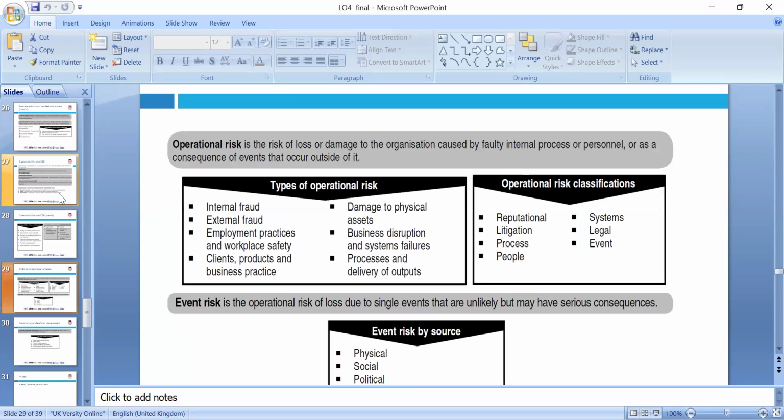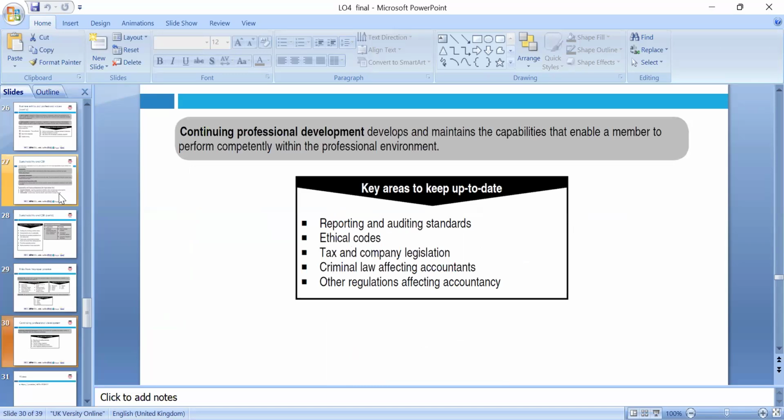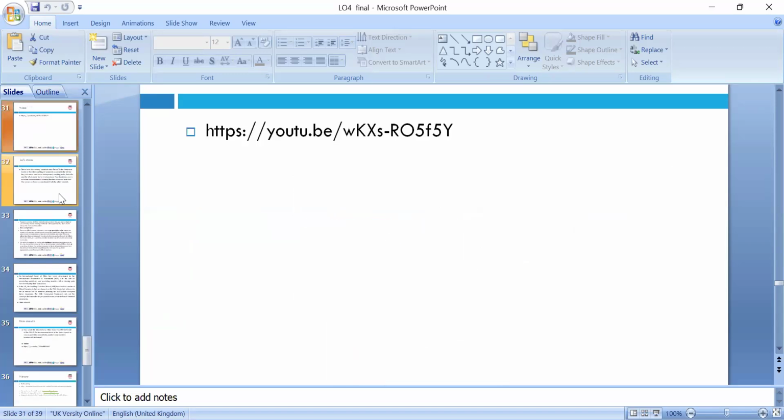There are different types of risk if we don't follow the ethics. Operational risk can be internal fraud or poor internal control, if we have operational issues. These can be reputational, litigation, process, people and system risks. Event risk covers physical, social and political events, such as the closure of the company, or fines. Continuous professional development means upskilling and embedding new cultures, new rules and new practices. AI is different, and blockchain, how can we use it?